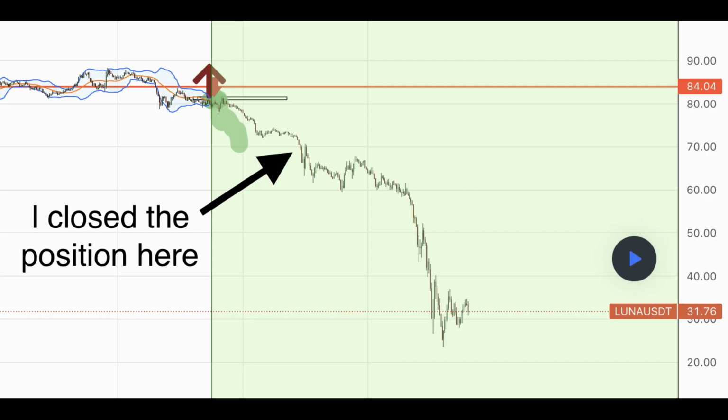According to my experience, some positions may become very profitable if you don't close them too early. For example, I was shorting Luna back in April 2022, and if I had held it for one or two weeks more, the profit might have become much greater than what I took back then.